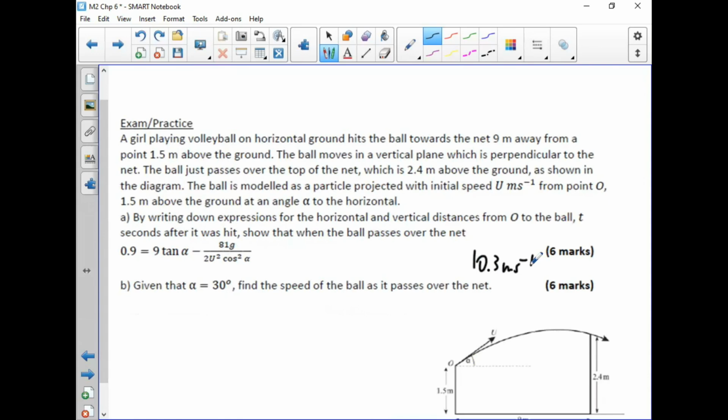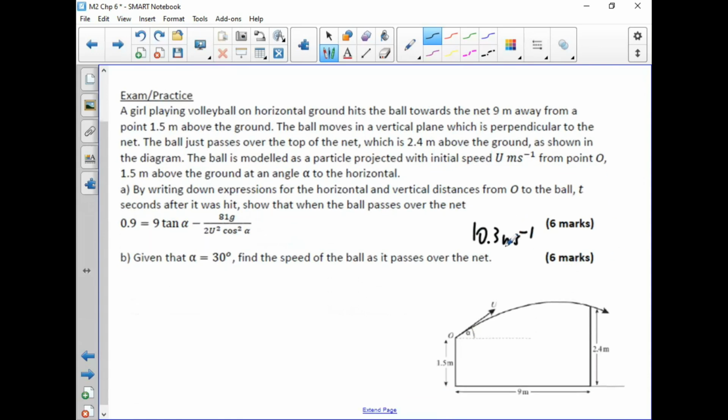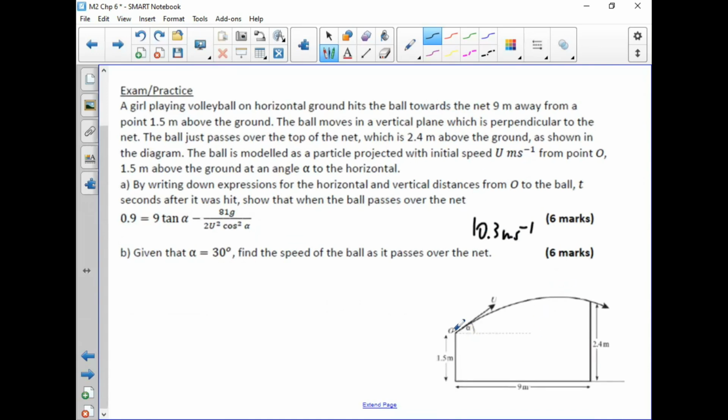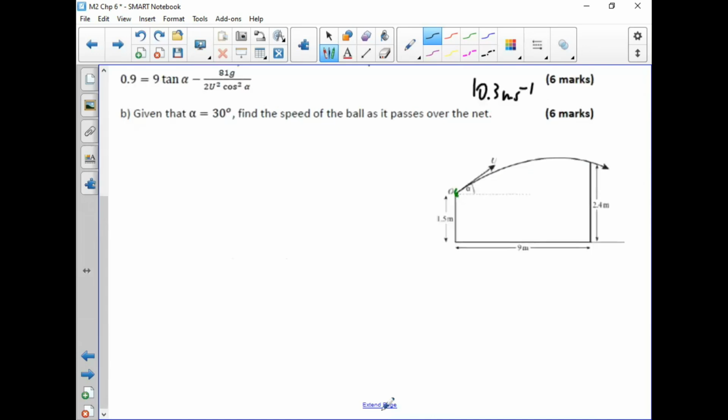Now, if you go wrong, then I'm going to go through with you step by step how to work it out. So, example practice. A girl playing volleyball on a horizontal ground hits the ball, which strikes at the net 9 meters away. So that's where the ball is struck, and that's the net. The ball travels over the net 2.4 meters above the ground, with speed u meters per second at angle alpha. So we want to go from the point O to the point over there. Let's call it point A.